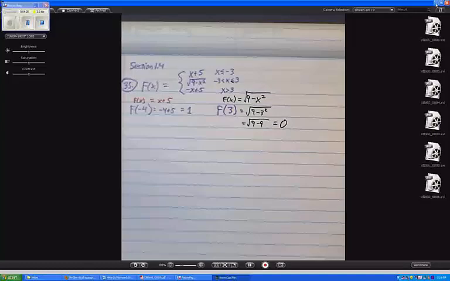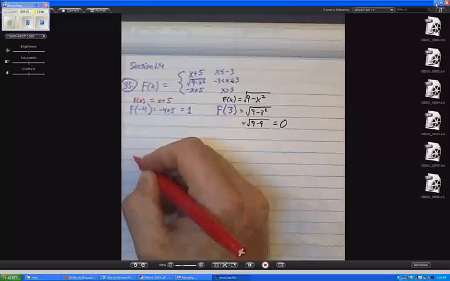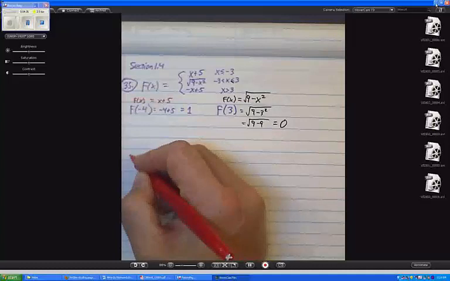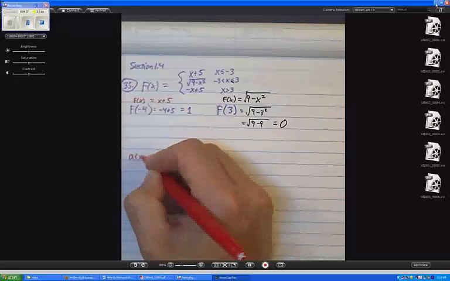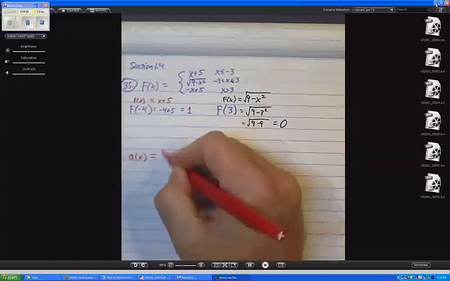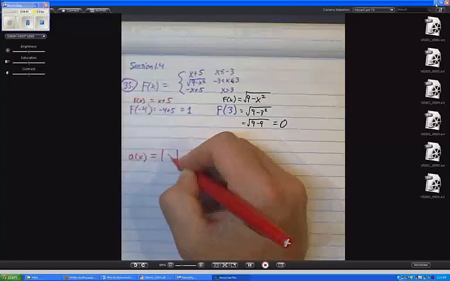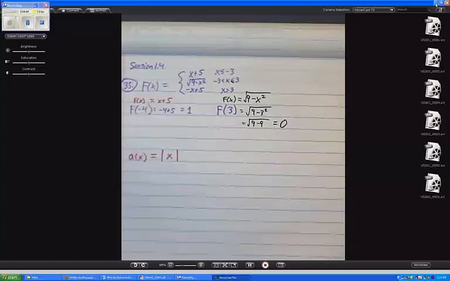Here's a function that I think you'll be familiar with. I'm not sure if you know what the graph looks like or not, but let's try this. We'll call it a of x is, do you know what that symbol is, those bars right there? That's the absolute value of x. Oh yeah, we talked about that. What does that mean? It's the distance from 0, and it could be plus or minus whatever the input is.